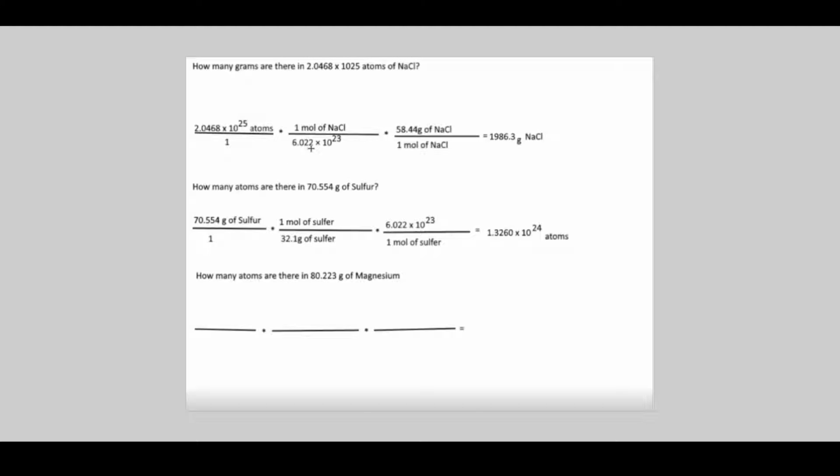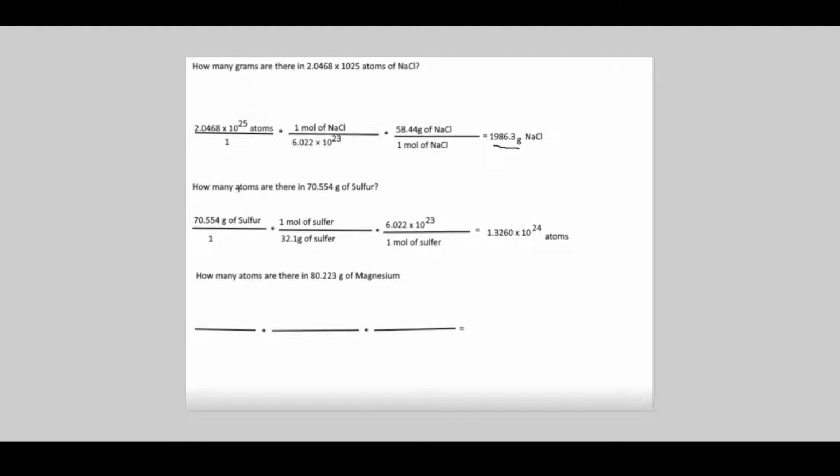This is Avogadro's number, which is 6.022 times 10 to the 23rd power. This is how many atoms are in 1 mole of anything. So you go to moles, and then you eliminate this, so now you're in moles, and you go to grams, and then you just multiply everything on top, divide by everything on the bottom, and you get this number. So, from atoms to moles, and then from moles to grams.